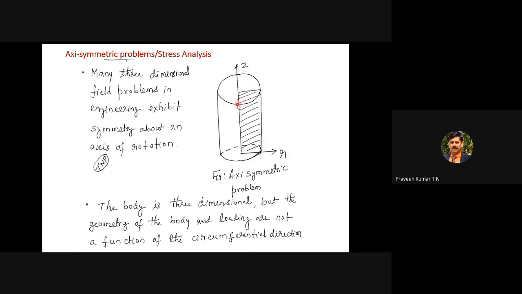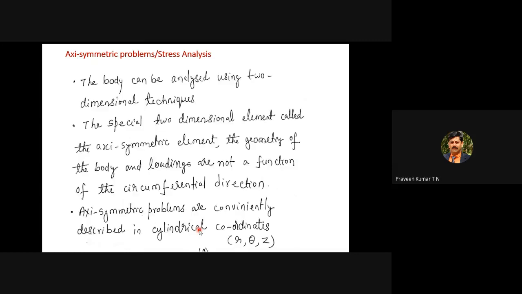Suppose load is acting here at 100 Newton, here also 100 Newton, here also 100 Newton, here also 100 Newton. That's why it is the same. The body is 3-dimensional, but the geometry of the body and loading are not a function of circumferential direction. The body can be analyzed using a 2-dimensional technique.